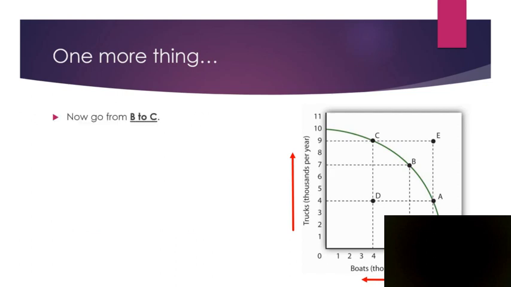Now let's go from B to C. Do the same exact thing. We're gaining 2 trucks, right? We went from 7 to 9.